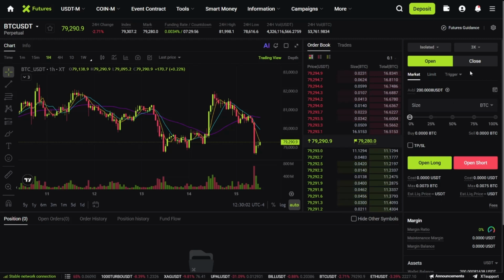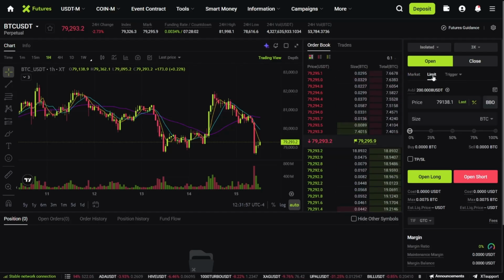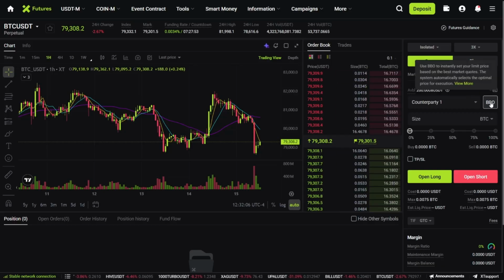First, we have a market order. A market order buys or sells instantly at the best available price. This is the easiest order type for beginners because it executes right away, but the final price can be slightly different if the market is moving quickly. A limit order lets you choose the exact price you want to buy or sell at. The order will only fill if the market reaches your selected price. You may also see a BBO option, which stands for Best Bid and Offer. This helps place your order around the best available buy or sell price in the order book.